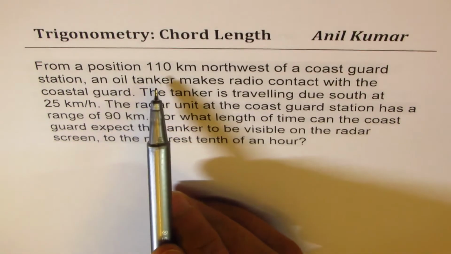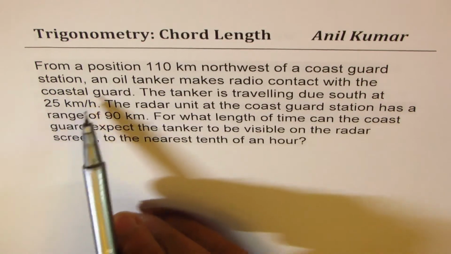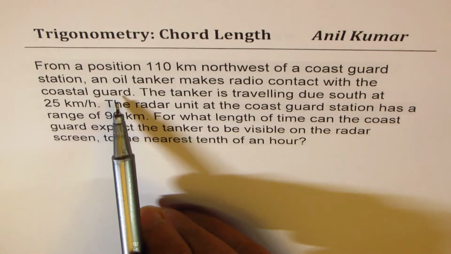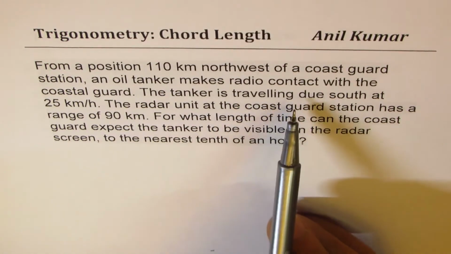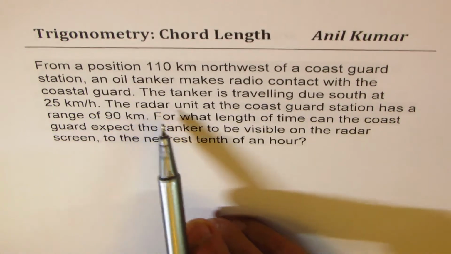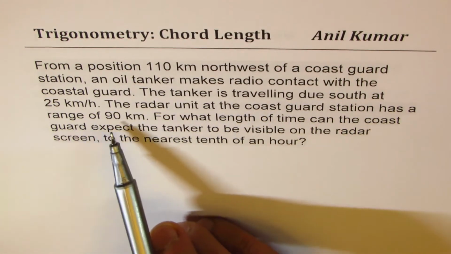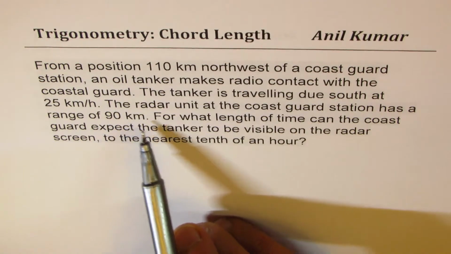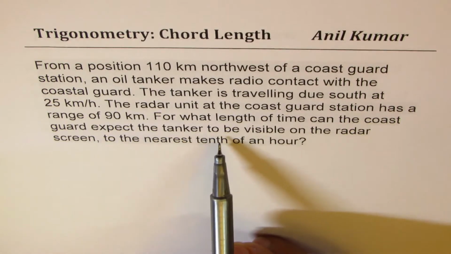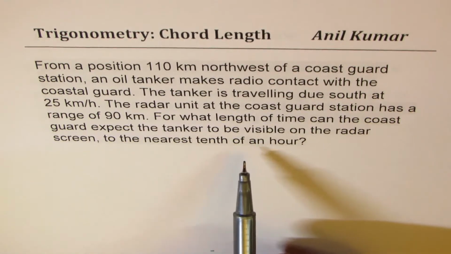From a position 110 km northwest of a Coast Guard station, an oil tanker makes radio contact with the Coast Guard. The tanker is traveling due south at 25 km per hour. The radar unit at the Coast Guard station has a range of 90 kilometers. For what length of time can the Coast Guard expect the tanker to be visible on the radar screen, to the nearest tenth of an hour?